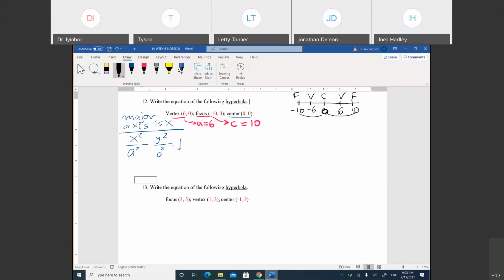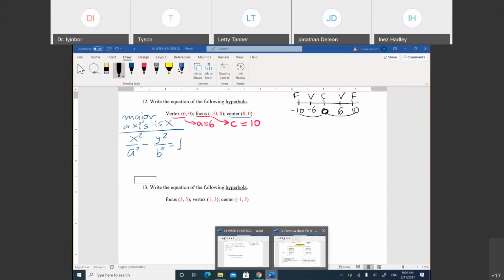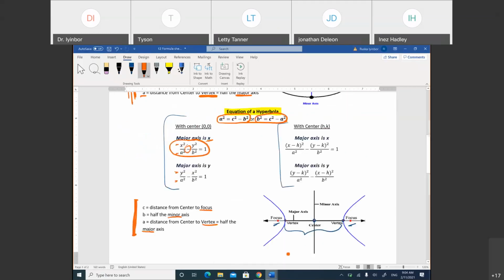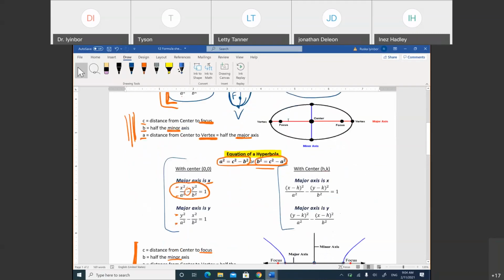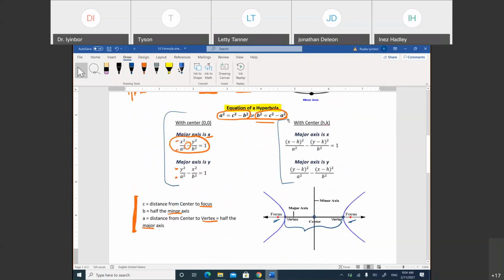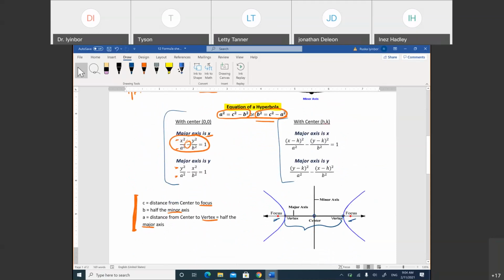So now we have A, we have C. What we need to find is B for the formula, right, for the answer. So we're going to use this formula for B. C squared minus A squared, it's a different formula. So be careful when you do ellipse or hyperbola, they have different formulas. See, B squared, it's C squared minus A squared here. For the ellipse it's backwards, it's A squared minus C squared. So be careful which formula you're using, okay? We're doing hyperbola, so we're going to look only in the bottom formulas.